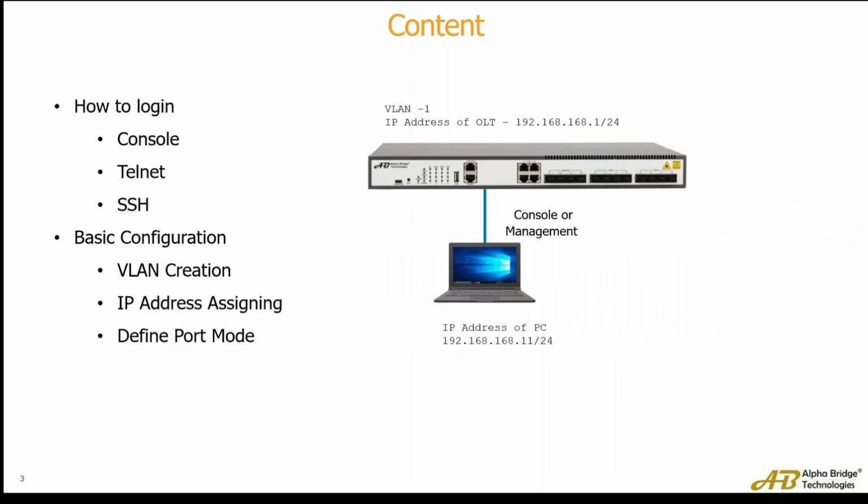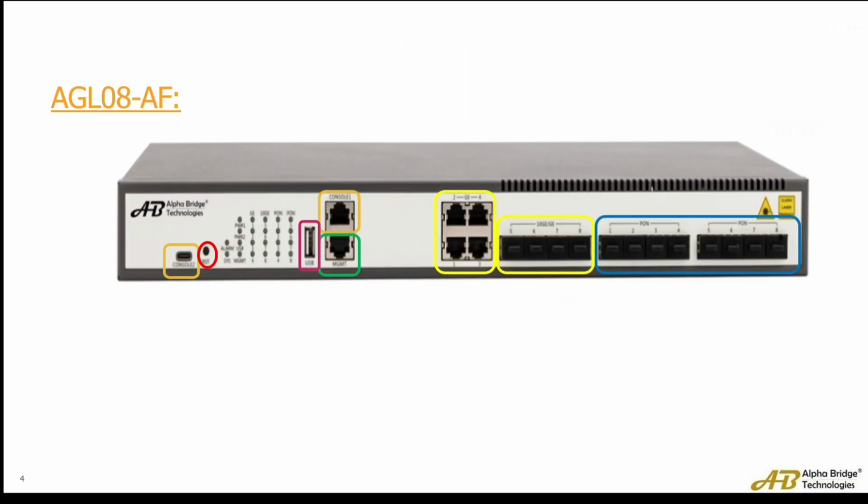Coming to configuration, we shall see how to log in using console, telnet and SSH, and also some basic configurations like VLAN creation, IP address assigning and defining the type of the ports like access mode or trunk mode or hybrid tagged or hybrid untagged. First, let's see the physical features of the OLT.